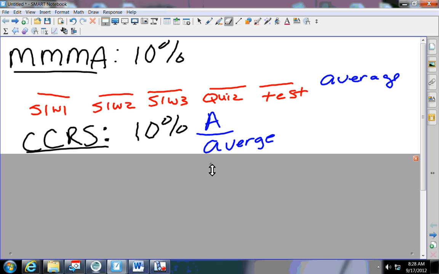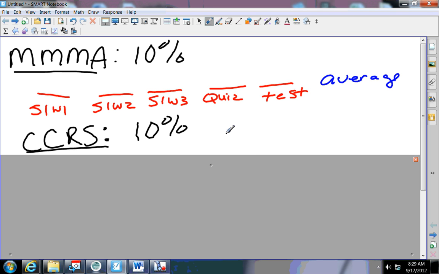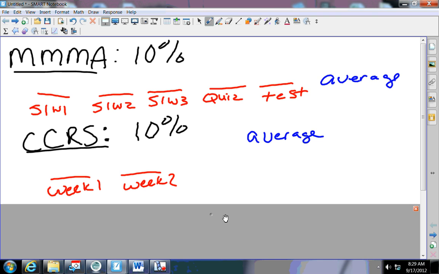The next thing we have that is 10% of their grade, I was showing this on an example in my class, so let me go through here. Here is again the CCRS, College Career Readiness Standard. And in this, you're going to get a grade each week, and these grades are going to average. And in the grade program, you'll see week 1, week 2, week 3.